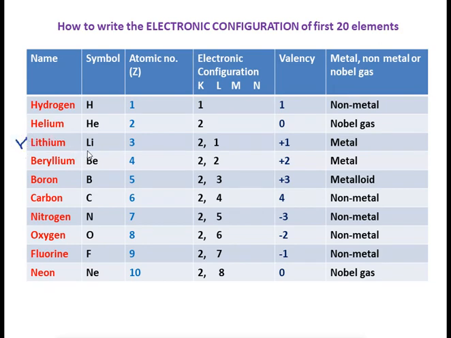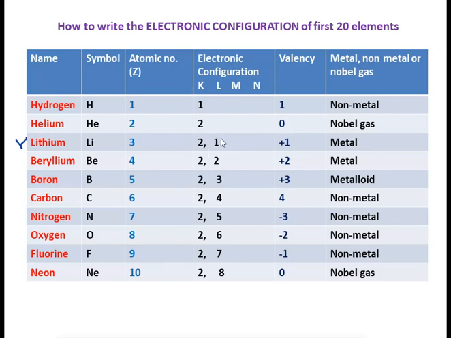Lithium, the symbol of lithium is Li, capital L and small i. Atomic number is 3. So if the atomic number is 3, there are 3 protons and 3 electrons. 3 protons will be present in the nucleus and 2 electrons will be present in the K shell, not more than that. Then after that, one more electron we have to put in the L shell.